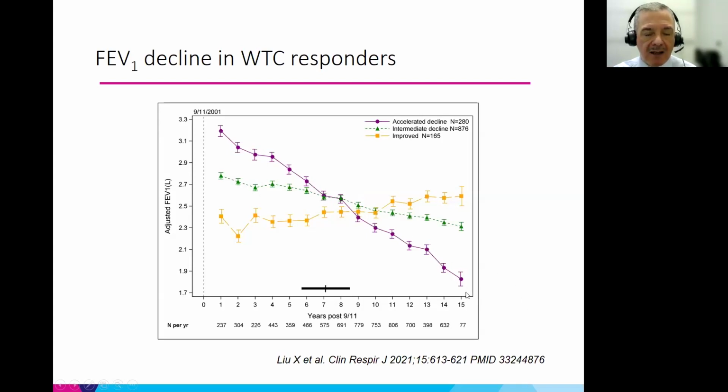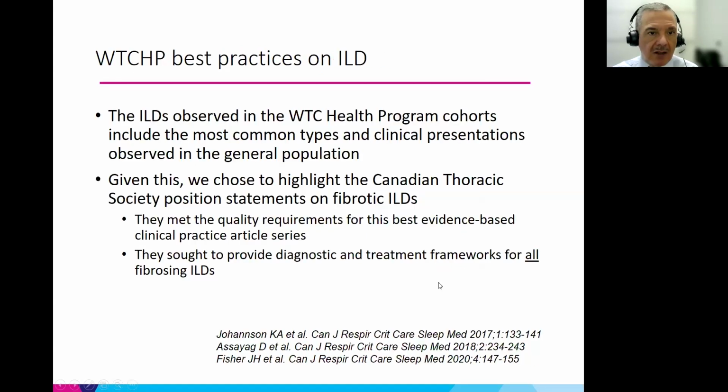So it is this investigation of these subgroups of individuals who are doing poorly where we are trying to identify what type of chronic, disabling lung disease is being developed. The ILDs that are observed in the World Trade Center Health Program cohorts include practically all the most common types and clinical presentations that are observed in the general population. And I want this message to be loud and clear. We see just about everything that is seen in the general population.